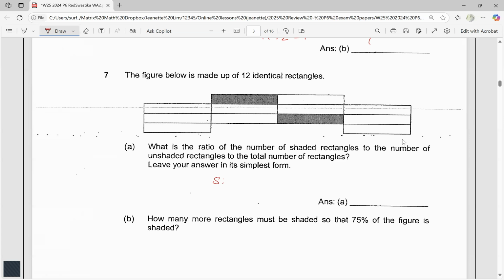So shaded to unshaded to total, and it must be in this order according to the question. So shaded is 2, unshaded is 10, and your total is 12 as given in the question. Simplify this, you divide the whole thing by 2. So 1 to 5 to 6.